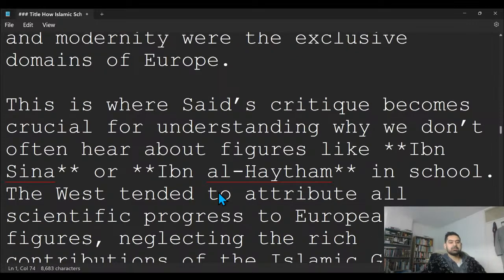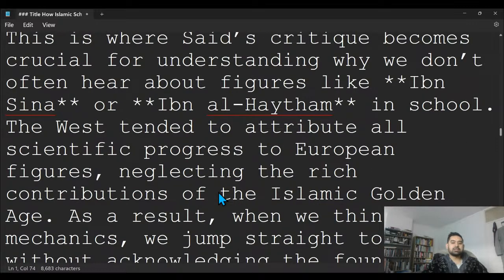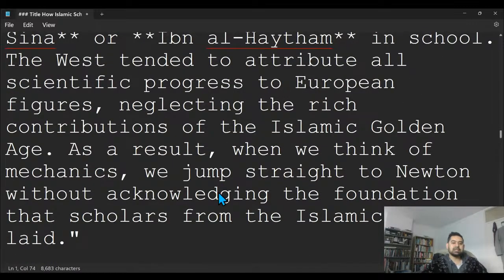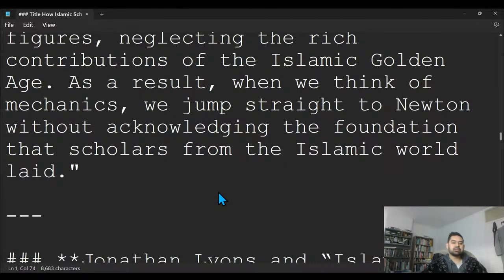This is where Said's critique becomes crucial for understanding why we don't often hear about figures like Ibn Sina or Ibn al-Haytham in school. The West tended to attribute all scientific progress to European figures, neglecting the rich contributions of the Islamic Golden Age. As a result, when we think of mechanics, we jump straight to Newton without acknowledging the foundation that scholars from the Islamic world laid.